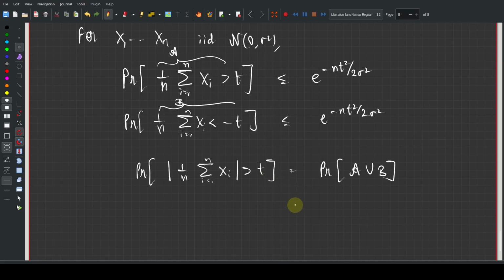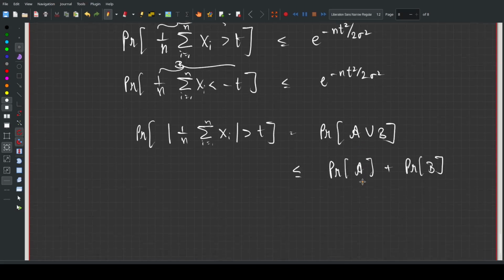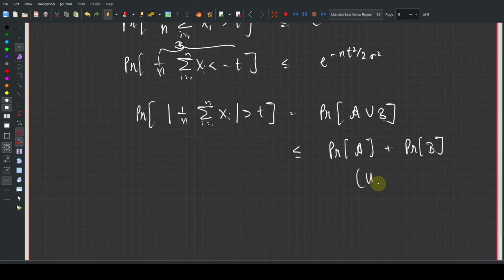So it is less than or equal to probability of A plus probability of B. So it is in fact equal to probability of A plus probability of B minus probability of A intersection B. But probability of A intersection B is something non-negative. Therefore, this is less than or equal to probability of A plus probability of B. This is just the union bound. Is it a disjoint union? In fact, it is not. It need not be a disjoint union.